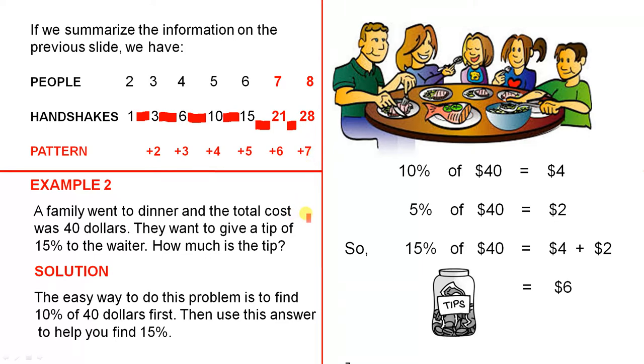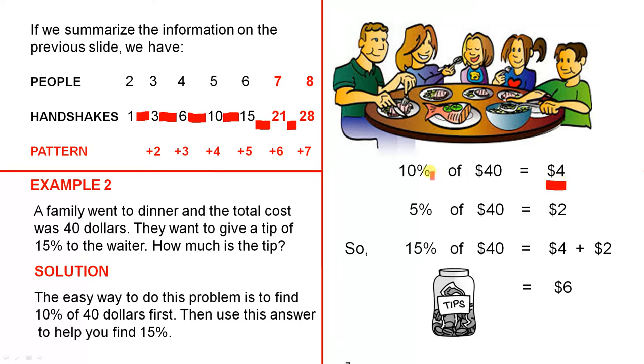Example 2. A family went to dinner and the total cost was $40. They want to give a tip of 15% to the waiter. How much is the tip? Solution. The easy way to do this problem is to find 10% of $40 first, then use this answer to help you find 15%. So 10% of $40 is $4.